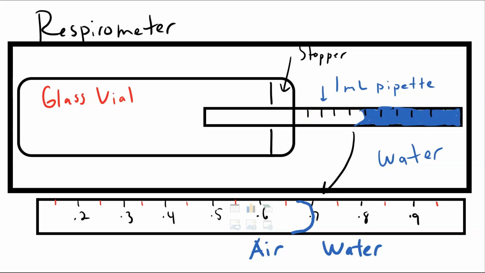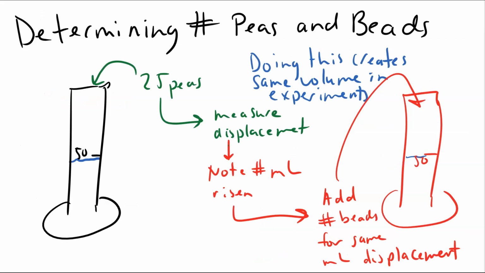Okay, so for example, if this is all water right here and this is air, as cell respiration proceeds, you'd see that bubble proceed in this direction as the volume of gas decreases. So the first thing you would need to do is to set up a control experiment. We need to set up an experiment where we're looking at organisms. And to do that, we need to do a water displacement to calculate an equal amount of beads that we will use for our control.